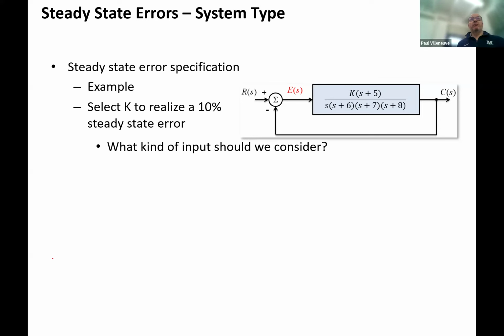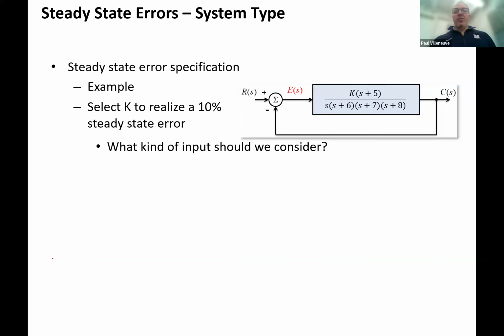Well, can we rule any out? Can any of these be ruled out? Can I rule out any type of inputs where we know we're not going to get a 10% error, no way, no how? Step input, why can we rule a step input out? Why is the steady state error zero? Type 1, I know it's not type 0.